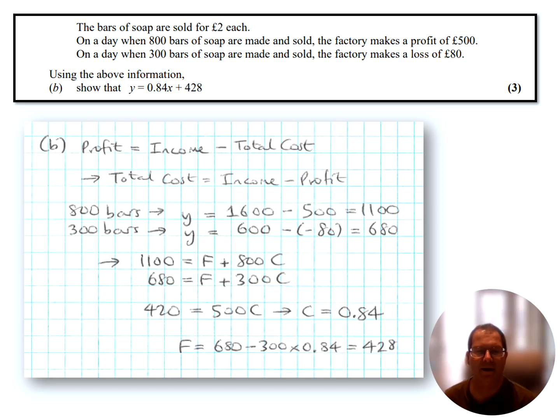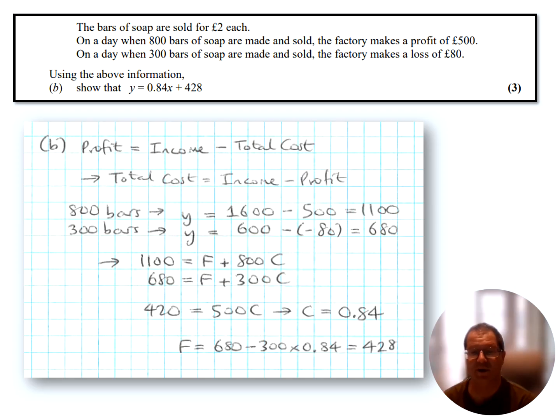So we know that profit is income minus expenditure, or total cost if you want to call it that. And the total cost, if we rearrange it, is equal to income minus profit. So we can now use the information above to work out an equation for y, the total cost in both cases. So when we have 800 bars of soap, we're selling each bar for £2, so that's a total income of £1,600, from which we take away the profit of 500, meaning our total costs are 1,100.